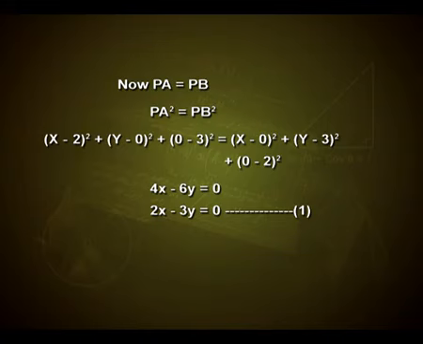Now, let us consider PB is equal to PC. Similarly, on squaring both sides, we can write it as PB square is equal to PC square. On substituting in the distance formula, we have the expression (x minus 0) whole square plus (y minus 3) whole square plus (0 minus 2) whole square is equal to (x minus 0) whole square plus (y minus 0) whole square plus (0 minus 1) whole square.